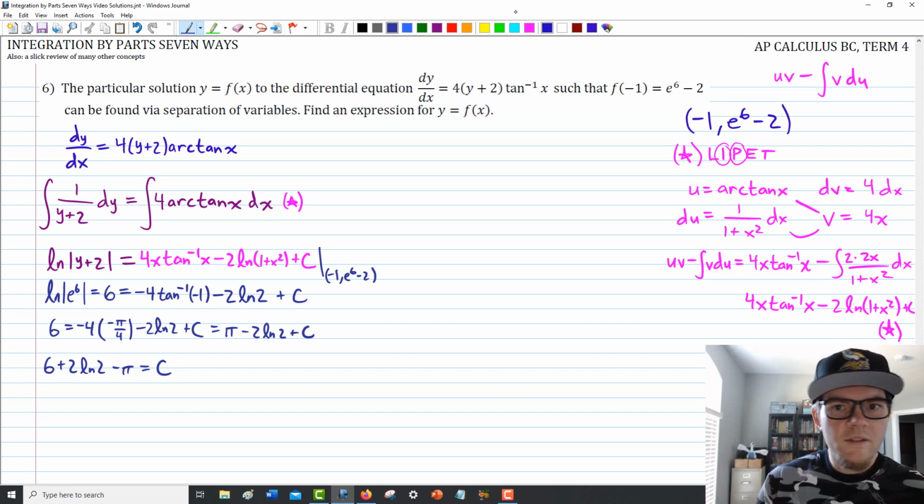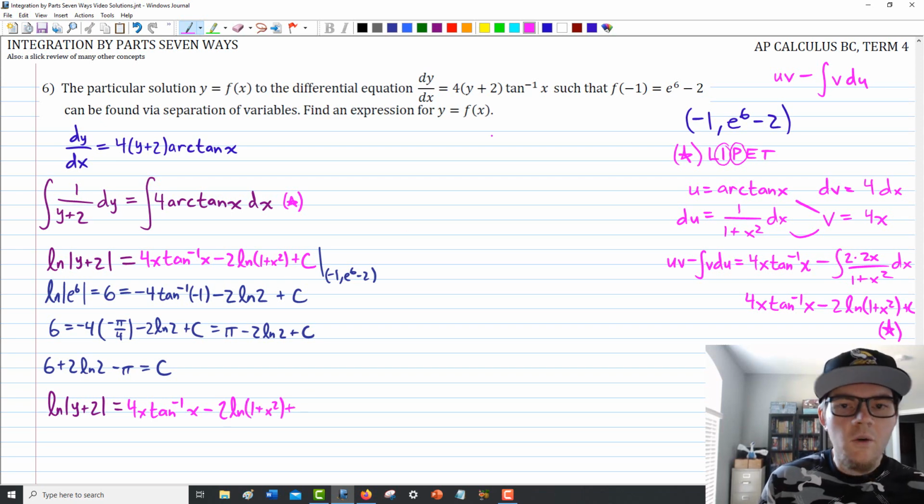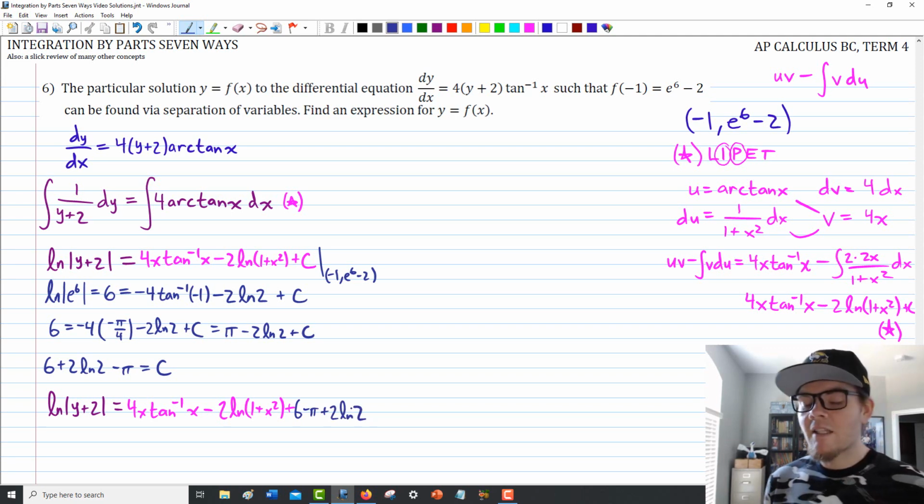So here we go. We've got all this stuff. Coming back to our original line, we have the natural log of absolute value of y plus 2 is equal to, we've got this massive 4x tangent inverse of x minus 2 ln of 1 plus x squared, and then plus our c. Oh boy! Plus c is going to be plus 6 minus pi plus 2 ln of 2.